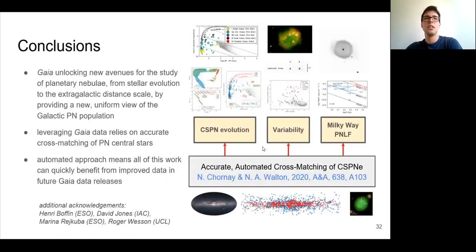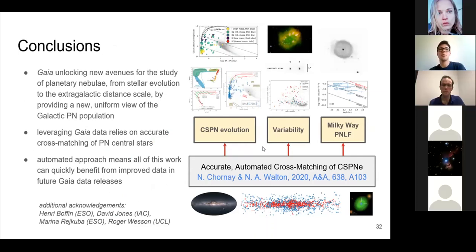So in conclusion, Gaia is unlocking a lot of new avenues for the study of planetary nebulae, from stellar evolution to even an extragalactic distance scale. And it offers a new, very uniform view of the galactic population and makes these sorts of population-level studies possible that weren't really before.